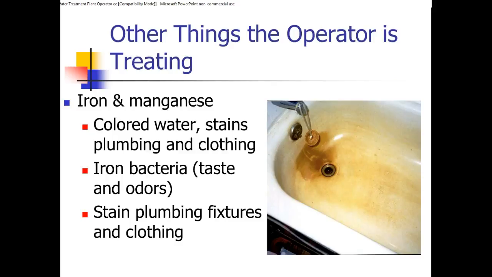So other things that the operator is treating, iron and manganese. Iron and manganese are naturally occurring in the earth. It's colored water and stains the plumbing and clothing. Iron bacteria, taste and odors. Stains plumbing fixtures and clothing.